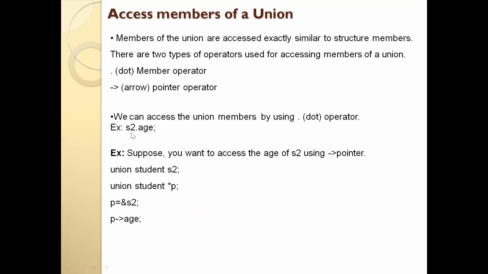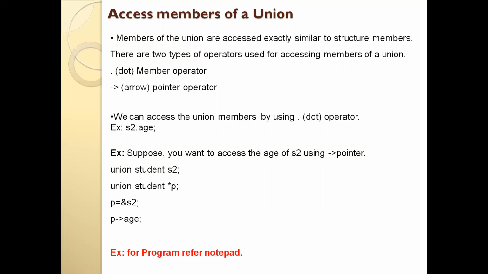Now I decided to use that member by using s2, so s2.age. Suppose you want to access those members using the pointer operator. First of all, we need to create the variable, then create the pointer variable of type union structure, then assign the address of s2 to the pointer variable. Using this pointer variable we can access the age. In this way we can access the members of the union.